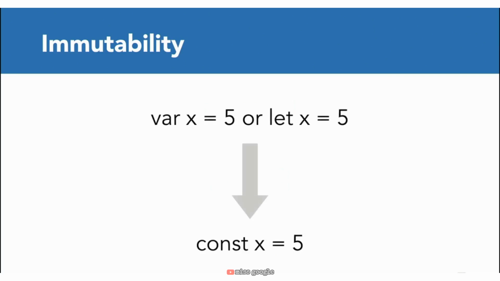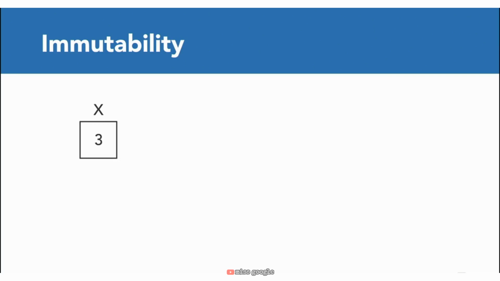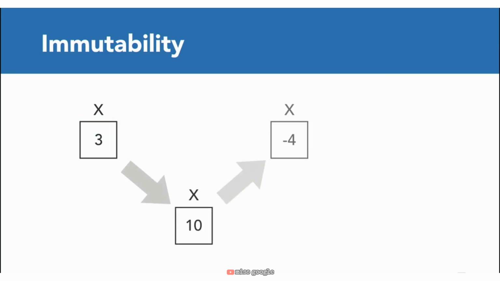In short, immutability means that most of the values in a program are constant, which in JavaScript means using the const keyword instead of the var or let keywords. Another way to think about it is this. In object-oriented and procedural programming, we treat variables as buckets that we can put values into. We call this assigning values to variables. So at one point in time, x might hold the value 3, at another point it might hold the value 10, at another point it might be -4, and so on.